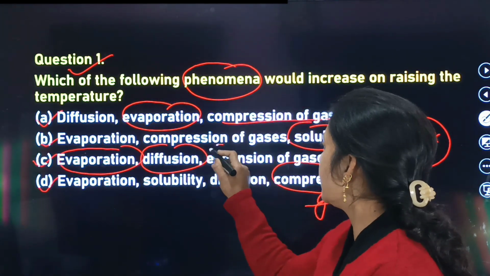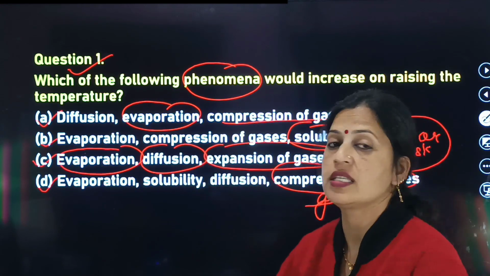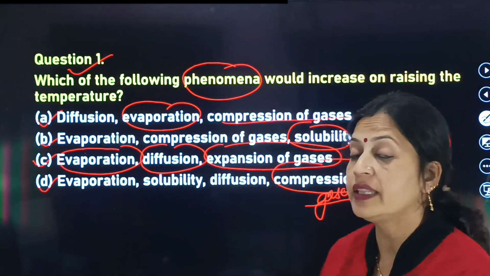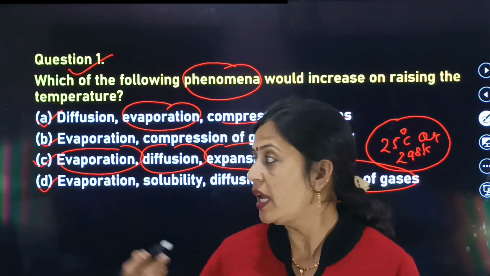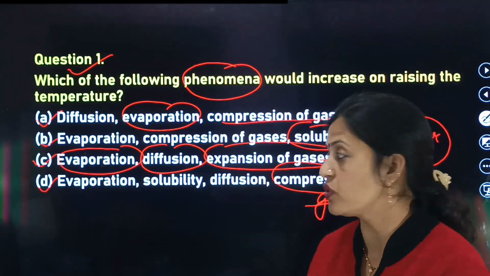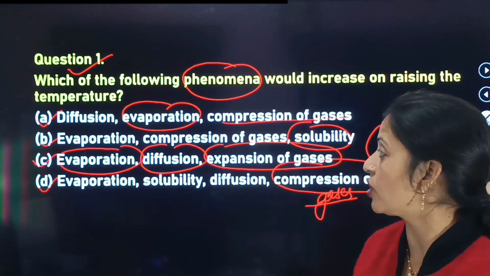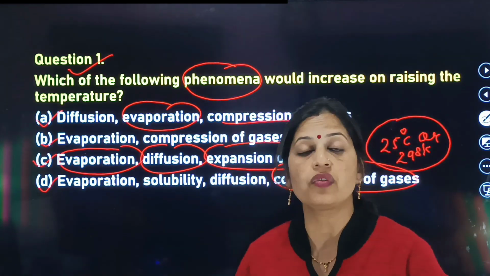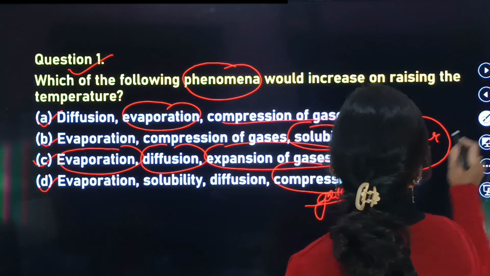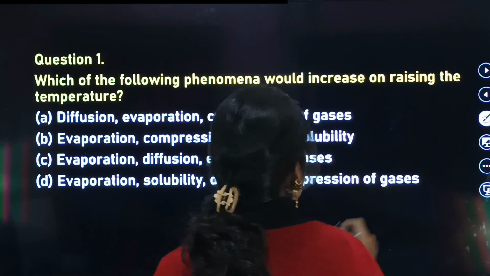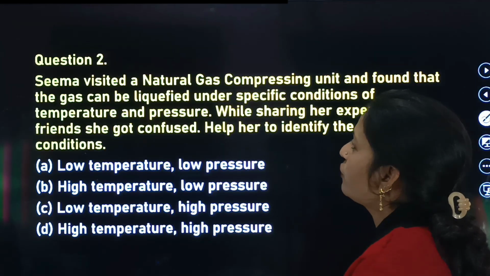Evaporation, diffusion and expansion of gases are the phenomena that would increase on raising the temperature. So this is the right answer. Now shift to question number 2.